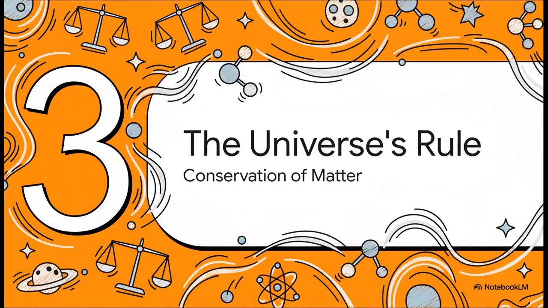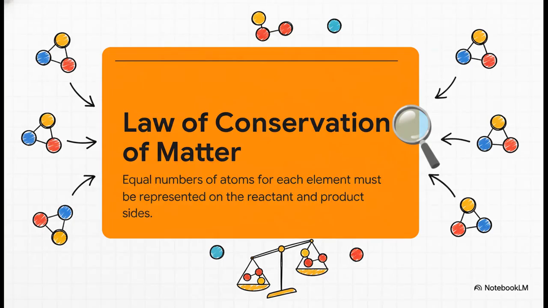So why is all this counting so incredibly important? Well, it's because chemistry, and really the entire universe, operates under one unbreakable golden rule. And this rule is the whole reason we have to balance equations in the first place. And this is it, the law of conservation of matter. It's a fundamental principle, and it basically says you can't just make atoms appear out of thin air, and they don't just disappear into nothing. All you can do is rearrange them into new combinations. So whatever atoms you put into the reaction, you have to get the exact same number of each type of atom out at the end.